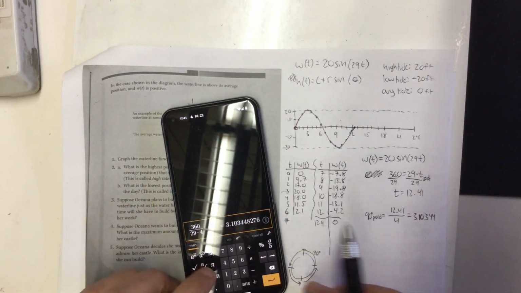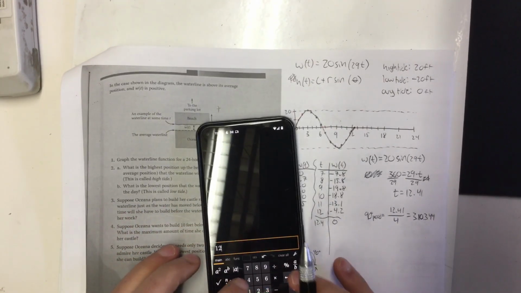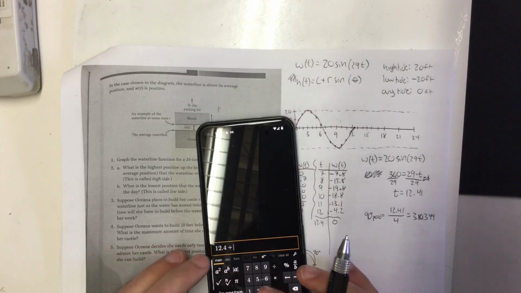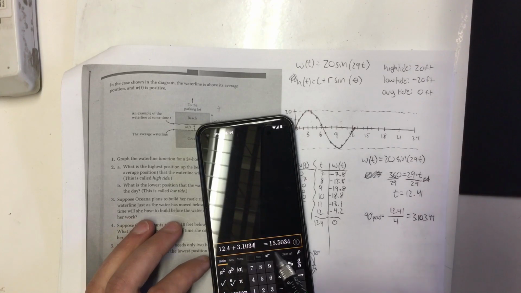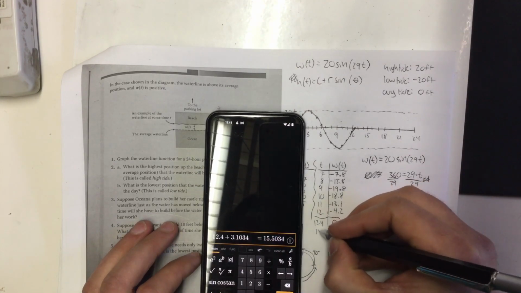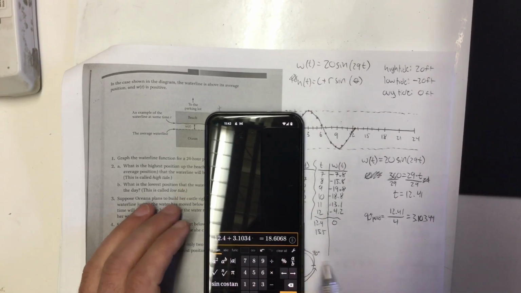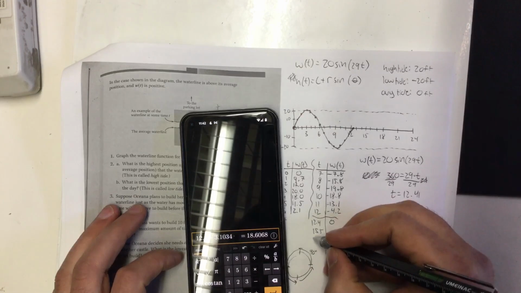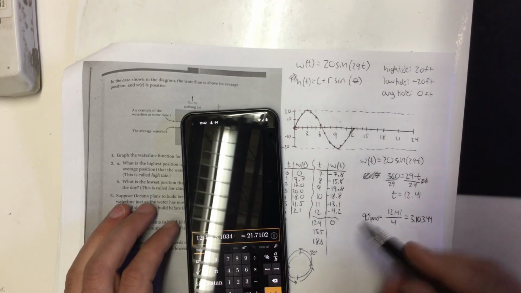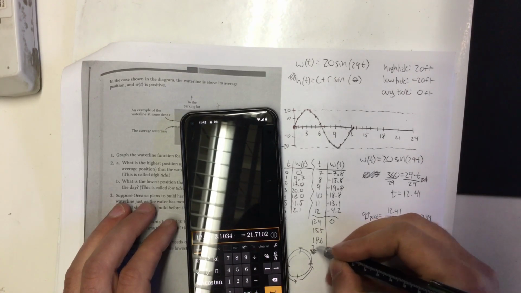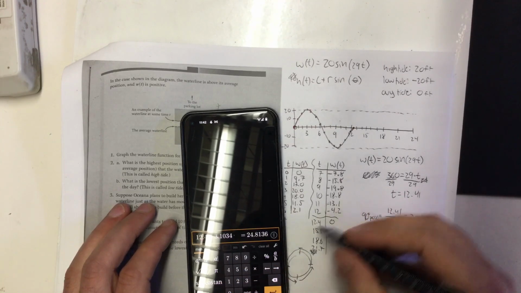Let's do that. So let me clear some stuff. We'd say 12.4 plus 3.1034. So 15.5 is what we'll call it. 15.5. And then we're going to do that again. So I'm going to just say times 2. Then 18.6. And then we're going to do times 3. And that's 21.7. Oh, I'm running out of room. 21.7. And then times 4 gets us to 24.8.